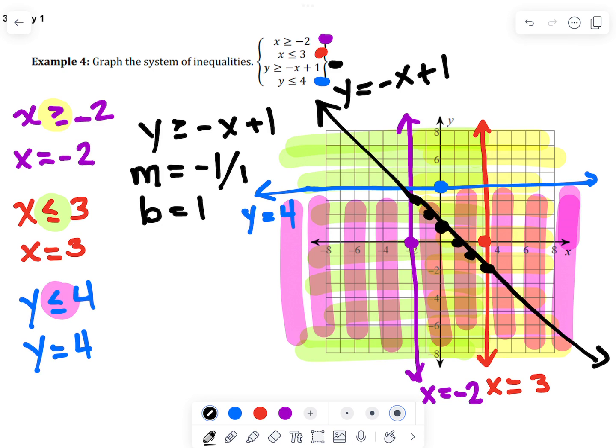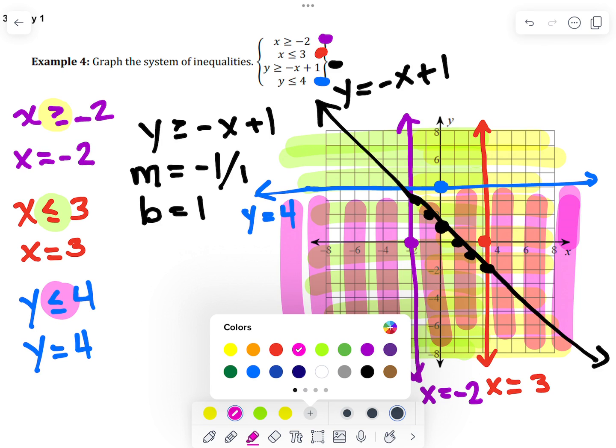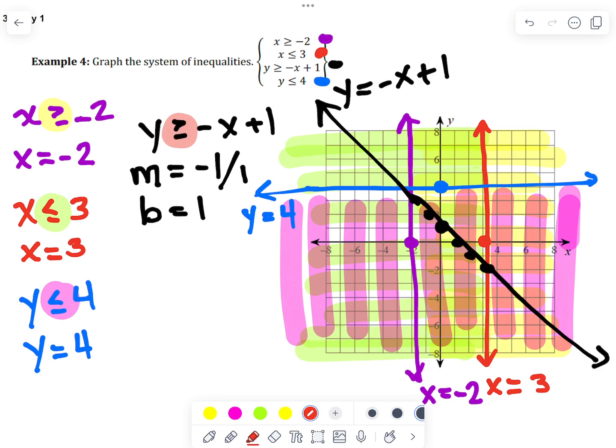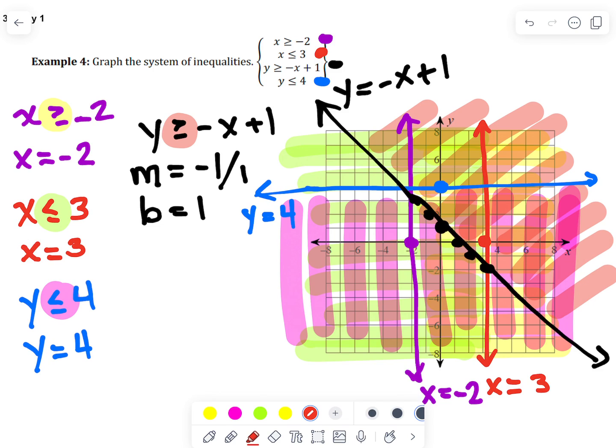And now we have to shade. So this is saying y is greater than or equal to. So it's going to be above that black line. So the solution where all 4 inequalities overlap to create our solution is this green area right in here.